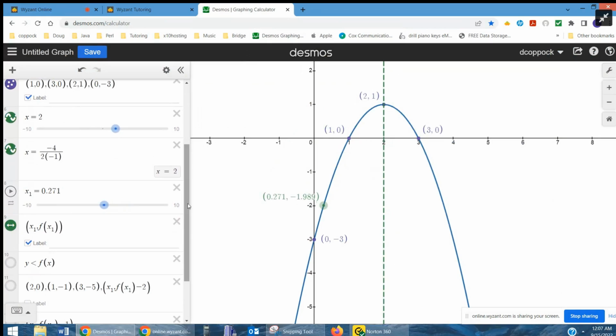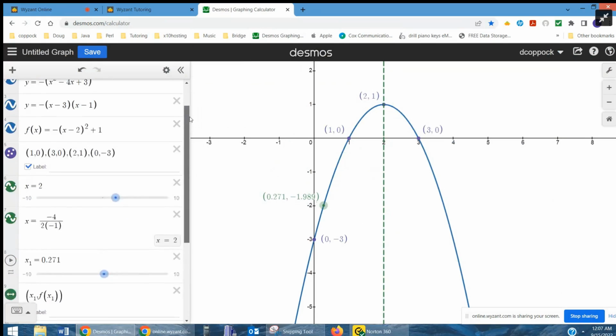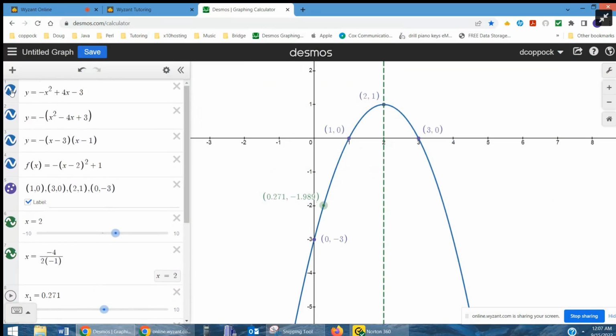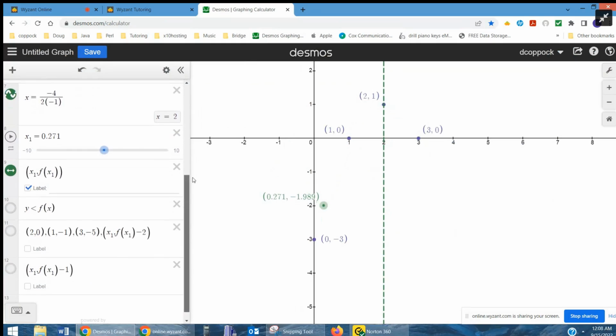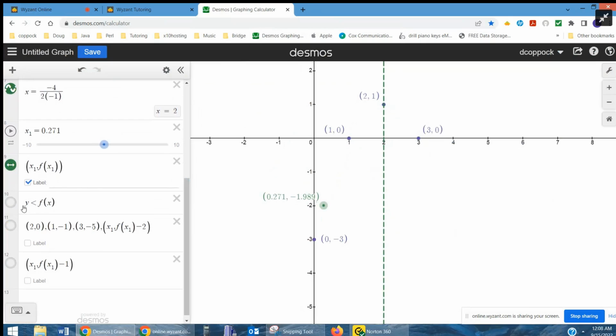Okay, now, how do I get the graph of the inequality? So let me disable the graph of this parabola and go here. y is less than f of x, or y is less than negative x squared plus 4x minus 3. So there's the region. And notice that the border is dotted because it's y is less than f of x.